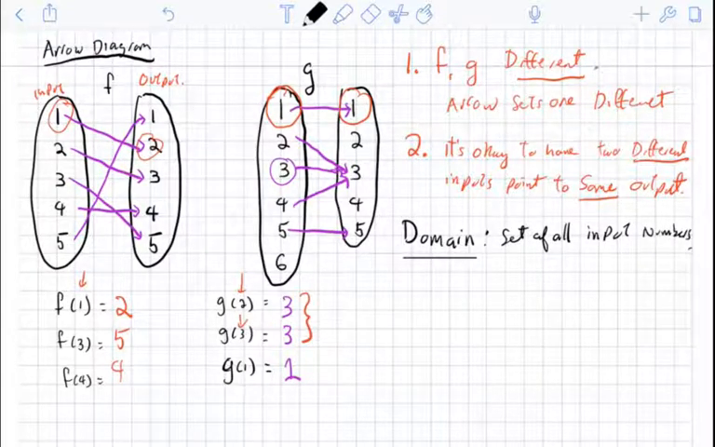Okay. And this might be different for different things. What do I mean by the set of all input numbers? Well, in one sense, I mean all the numbers over here or all the numbers over here. But in another sense, I mean all of the numbers where if I plug the number in, I get a number out. Right? So 5 here is in the domain.